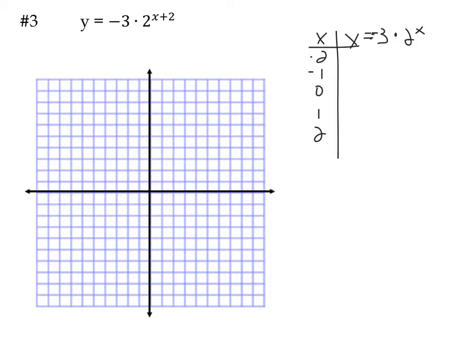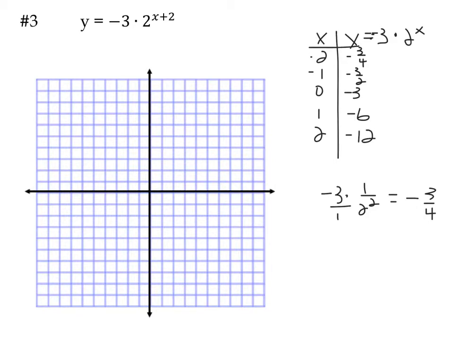If I plug a -2 in there, we're going to have -3 times 1 over 2 squared, 2 to the -2nd. Remember what that means in terms of making it a fraction? And also keep in mind that negative. So it's -3 over 4. When I plug a -1 in there, I'm going to get -3 over 2. Plug in a 0 is -3. It's 2 to the 0, still 1, times -3. Plug in a 1, -3 times 2, again, -6. And then 2 squared is 4 times -3 is -12.